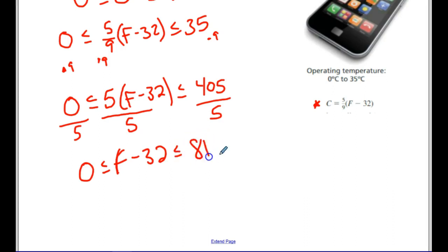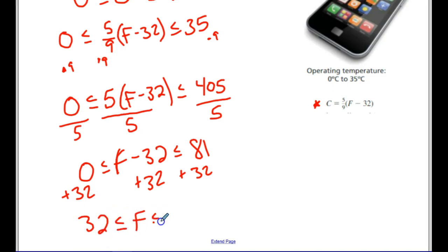So I have 0 is less than or equal to f minus 32, which is less than or equal to 81. So now my final step to get f by itself is I can add that 32 to all of my different pieces. So I end up with 32 is less than or equal to f, which is less than or equal to 113. So now I just want to stop and think, does my answer even make sense?